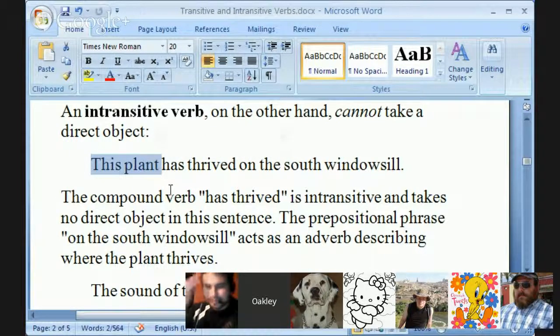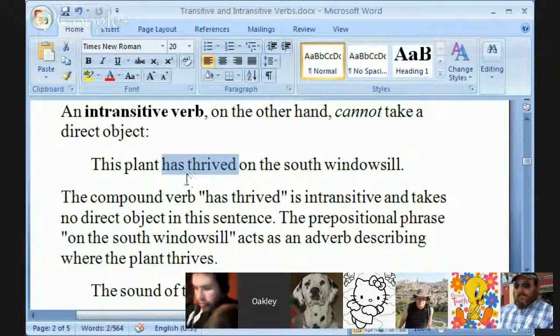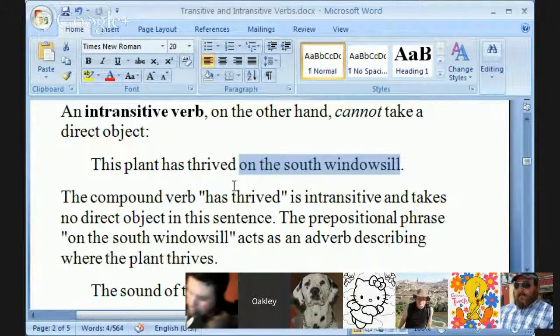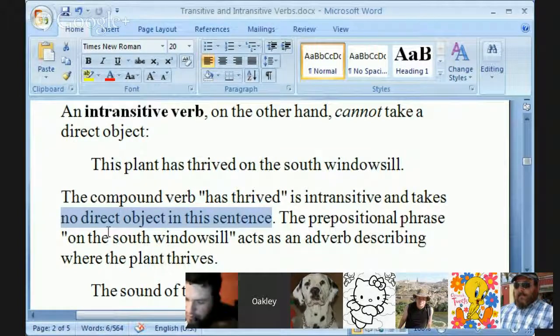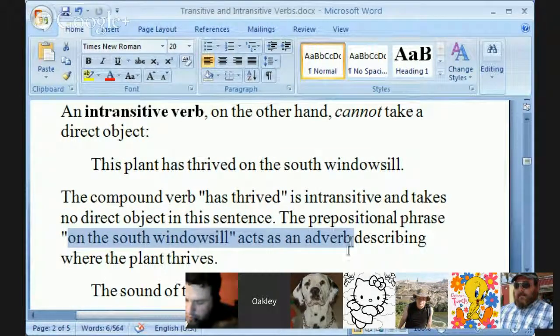This plant, that's the subject, has thrived. Thrived is the verb construction, regardless of how many auxiliary verbs, or if it's present perfect continuous or passive perfect, future, it doesn't matter. That's the verb construction. But what comes after answers the question where, not what. So this is intransitive. It has no direct object. The prepositional phrase on the windowsill acts as an adverb, or really an adverb clause, describing where. Okay, that's it.